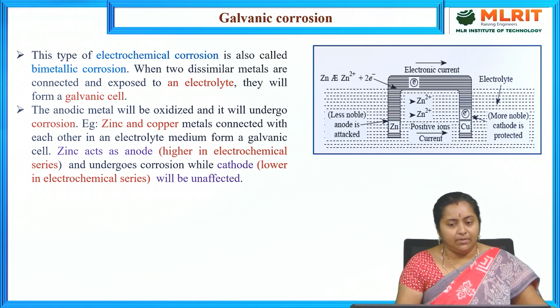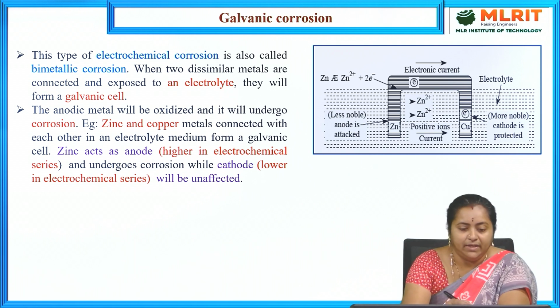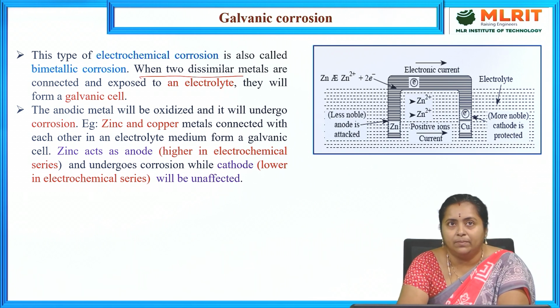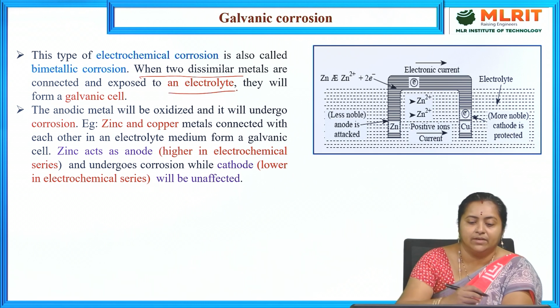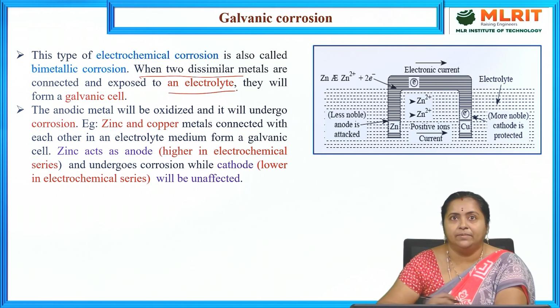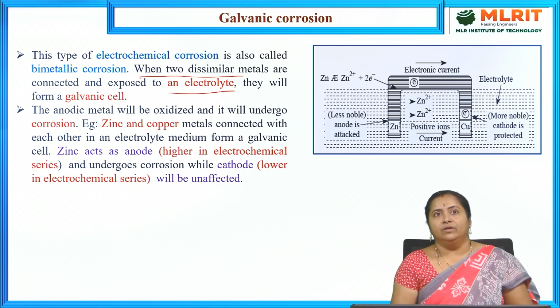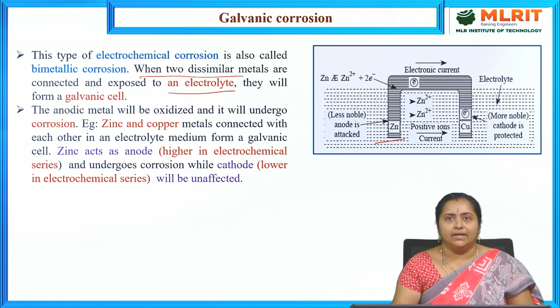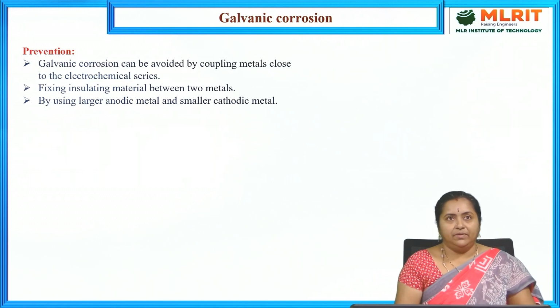So, this is about galvanic corrosion. I am repeating: when two dissimilar metals like zinc and copper are connected to each other and are in contact with the help of a medium, that is an electrolyte, then immediately the type of corrosion that forms on the surface of the metal placed in the anode area is nothing but galvanic corrosion. How to prevent galvanic corrosion?